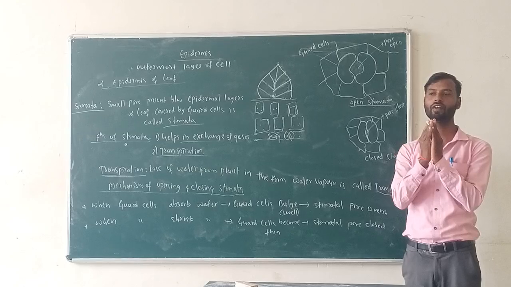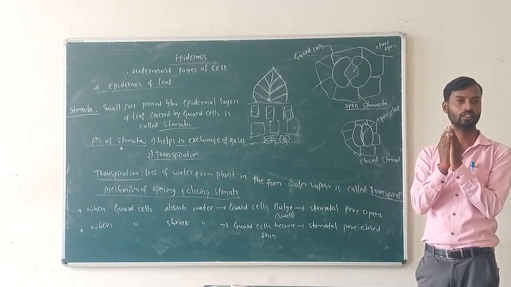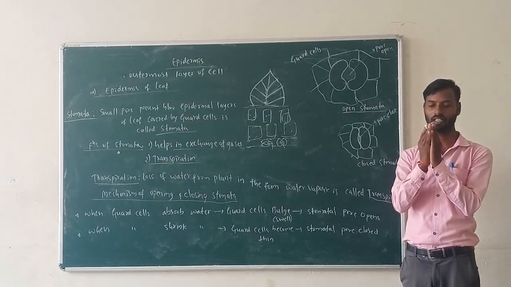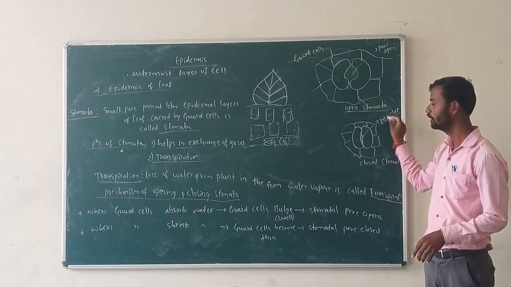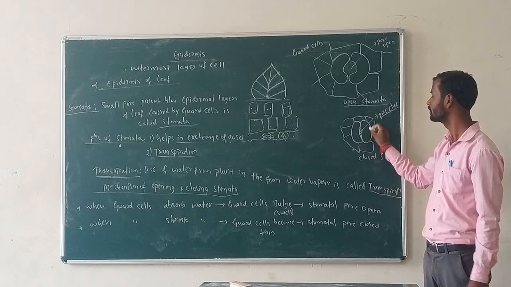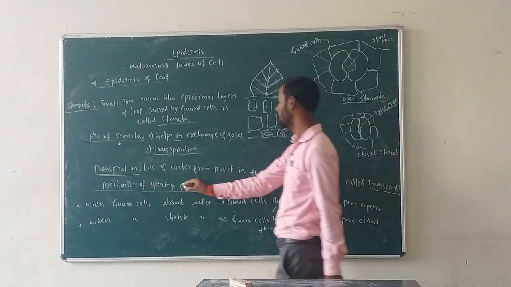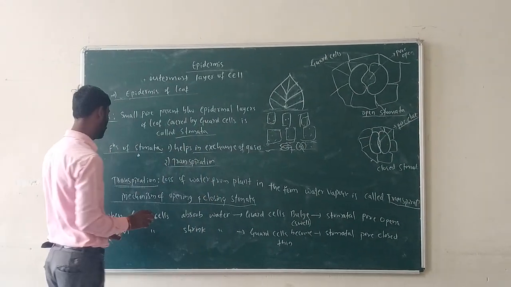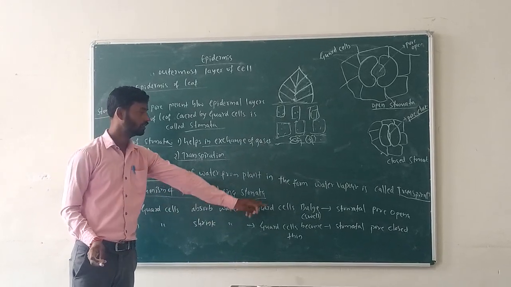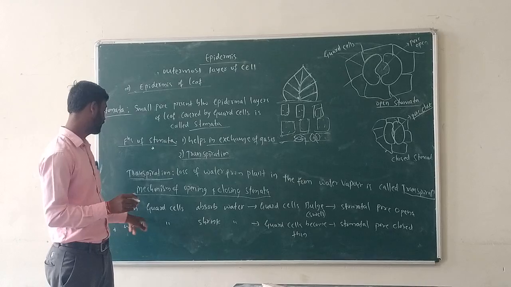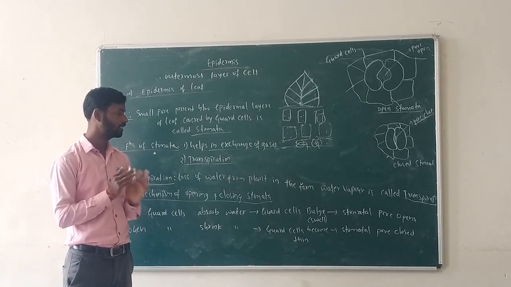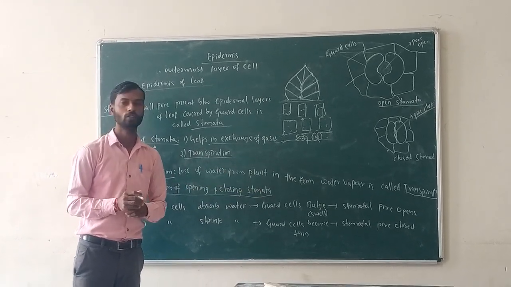When the shrinkage of guard cells takes place, the stomatal pore gets closed due to the shrinkage of these guard cells. This is the mechanism of opening and closing of stomata. When guard cells absorb water, they become bulged and the stomatal pore gets opened. When the guard cells shrink, that leads to the closing of stomata.